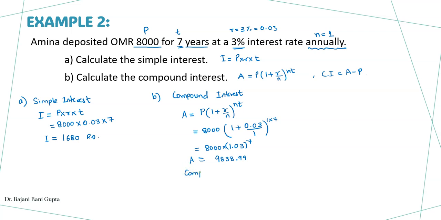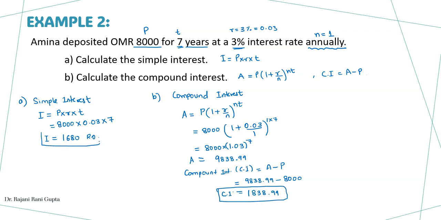So when we calculate the compound interest, that is CI, it is amount minus principal. Okay. So what is your amount? 9838.99 minus, what is the principal? 8,000. So when you calculate it, what will you get? You get 1838.99. So what you can see here, the compound interest is higher than the simple interest.